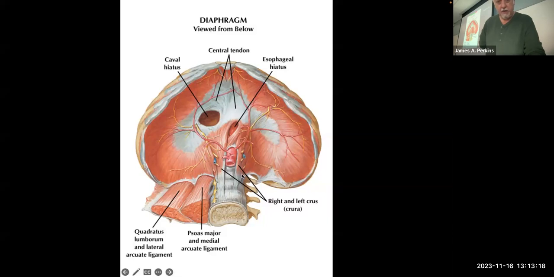There's a ligament that extends from the lumbar vertebral bodies out to the tip of the transverse process of L1. And that's the medial arcuate ligament, which crosses over the upper end of the psoas major. And then there's another ligament that continues from the tip of that transverse process out to the tip of the 12th rib. So that's forming the lateral arcuate ligament. So a couple of things that have relationships to the muscles of the posterior abdominal wall.